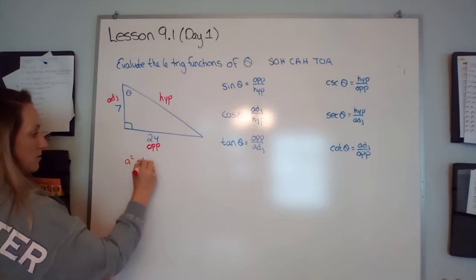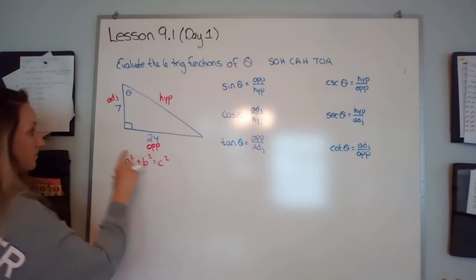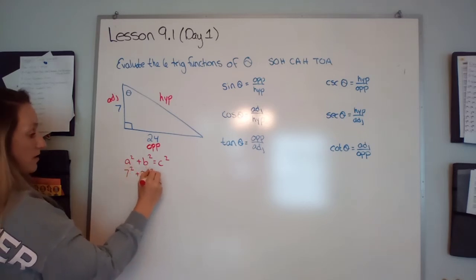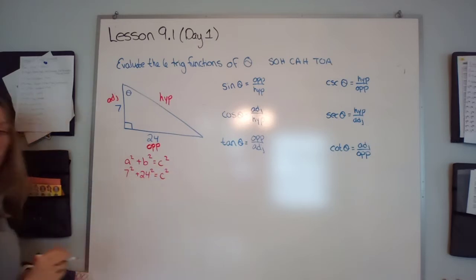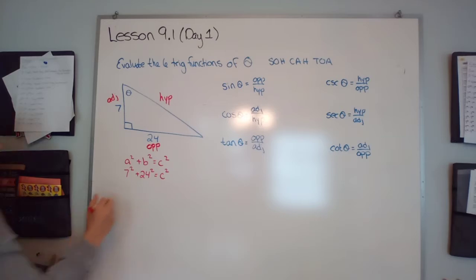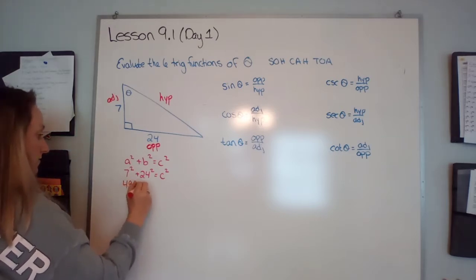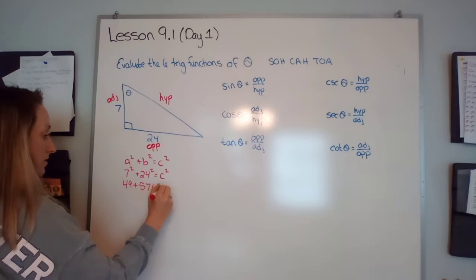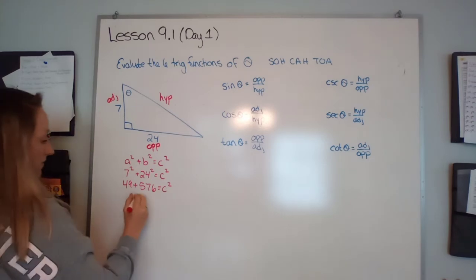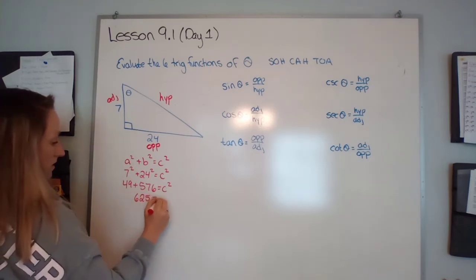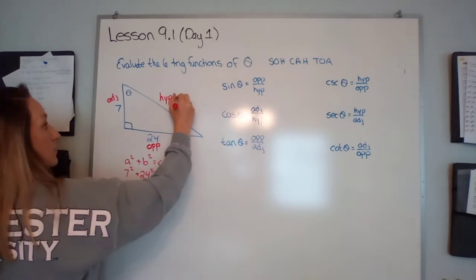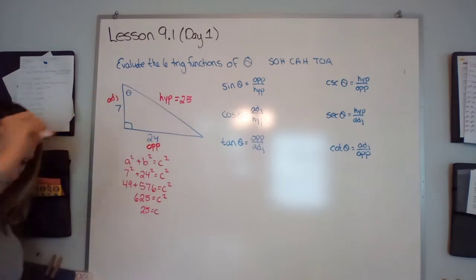A squared plus b squared equals c squared. A and b are 7 and 24. So 7 squared plus 24 squared equals c squared, or hypotenuse squared. All right, so I'm going to have 49 plus 576 equals c squared. You're going to add together and then take the square root. So that's 625 equals c squared. Take the square root, so c equals 25. All right, so you do need to do that.